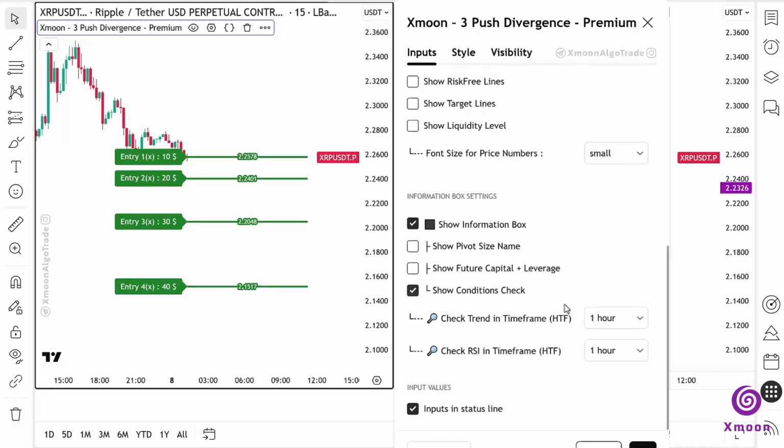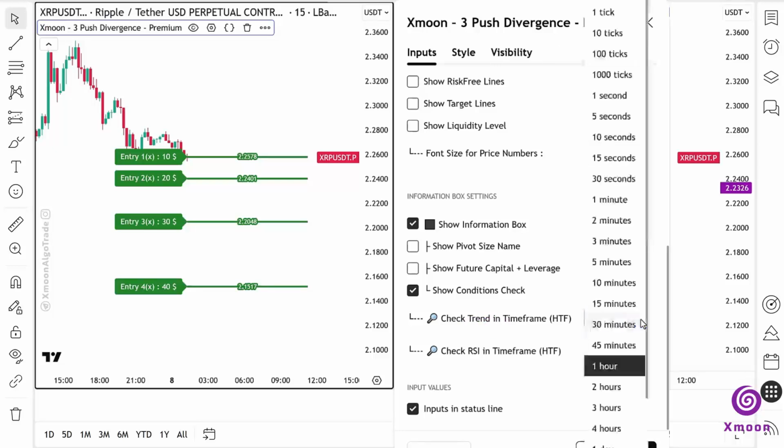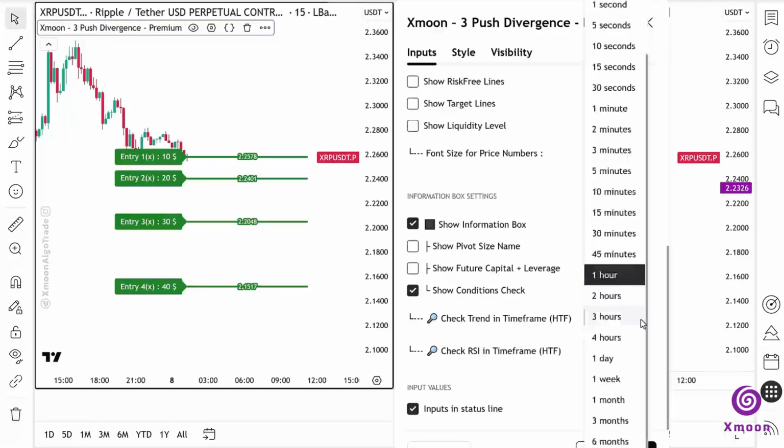Now, at the bottom of this section, next to the check trend in timeframe HTF option, we select our desired timeframe to check the trend direction in the higher timeframe. Typically in multi-timeframe trading, 2 timeframes higher than the working timeframe are used. For example, if our trading time frame is 15 minutes, we can set a higher time frame like 1 hour to analyze the overall trend. From this point forward, we will hand over the rest of the work to Xmoon.